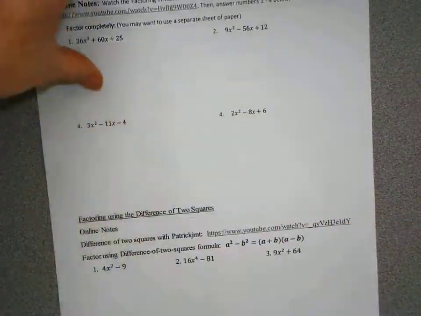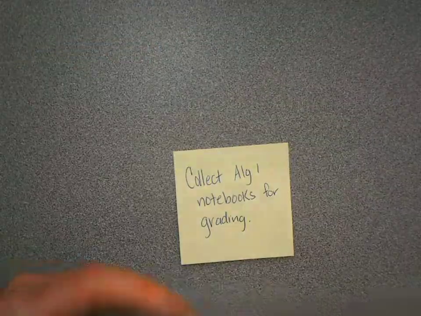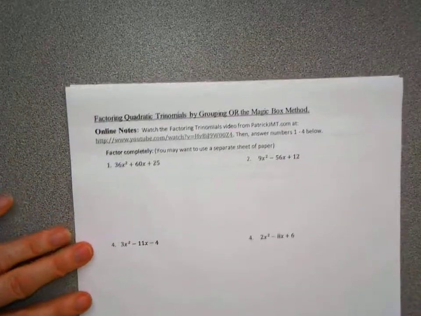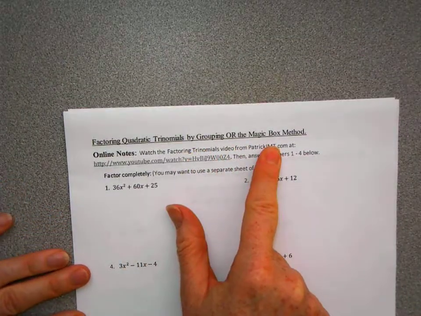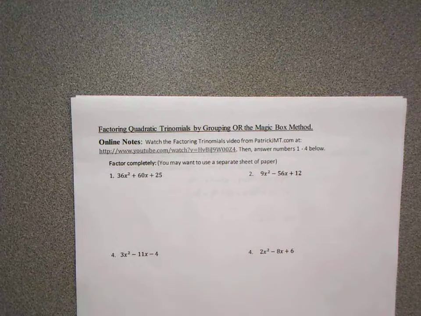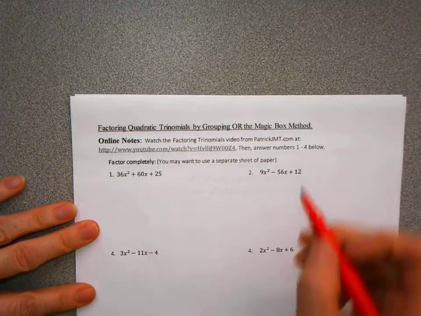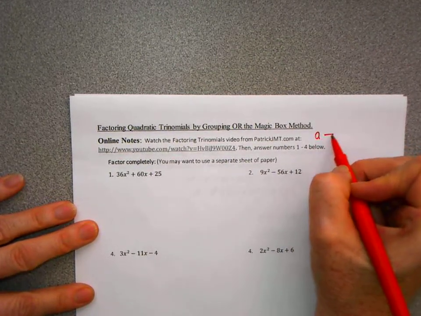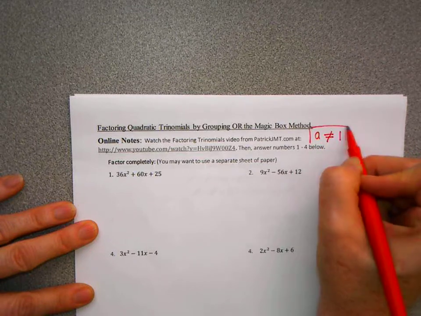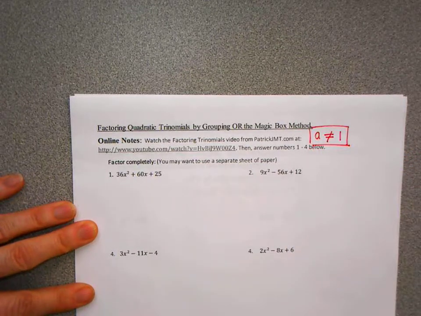Getting a little bit harder. Factoring trinomials by grouping or the magic box method. We use both of these methods when a doesn't equal 1. So that's when we're going to use this method.